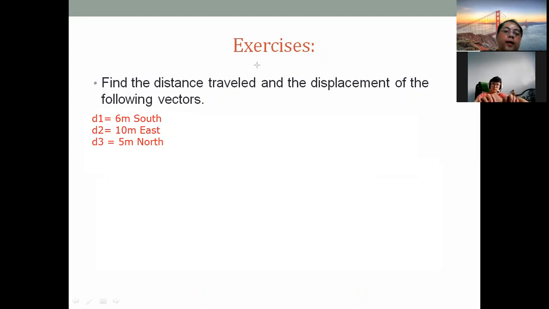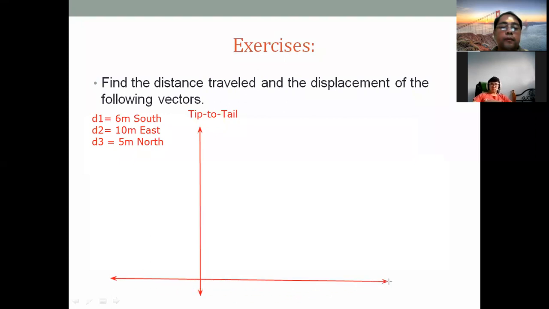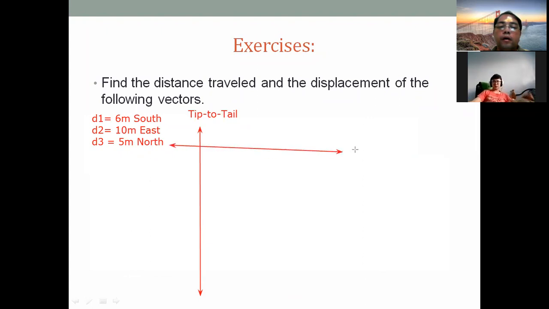First of all, we will draw them one after the other. The technique is drawing it tip to tail. So our method is what we call tip to tail. How do we draw the tip to tail method? We start with the first vector D1, going south. I think we will have to transfer this above. So we'll start at the first value, going south.